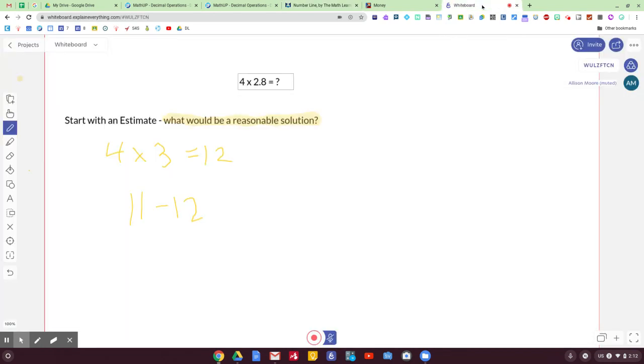I also just wanted to show you that when you are working with decimals, you can actually multiply them as you would normal numbers, and then add the decimal back in because you've got this estimate right here. You'll know where to put the decimal in a place where it would be reasonable. So instead of thinking about this as 4 multiplied by 2.8, you could think about it as 4 times 28.